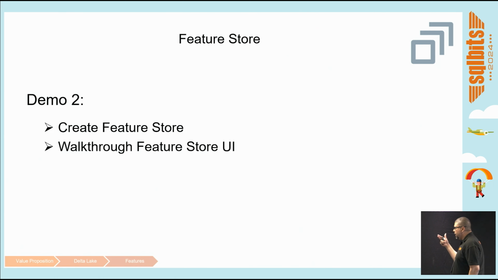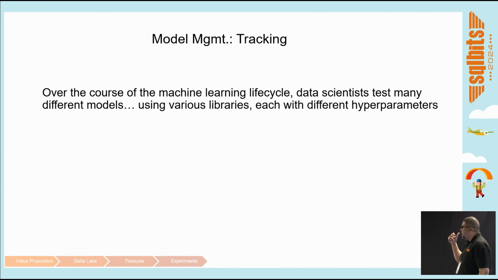So far, we talked about data management, right? We talked about how to keep track of different versions of the data for data reproducibility, and how to create a central repository for our features. Now, let's move along and start talking about model management. On the model management side, the first item that I would like to touch base on is tracking, because over the course of the machine learning lifecycle, a data scientist will test many, many different models with different parameters, or hyperparameters, I should say.